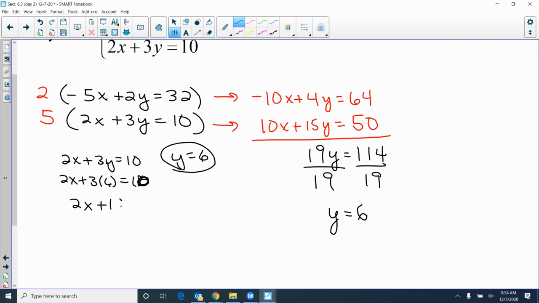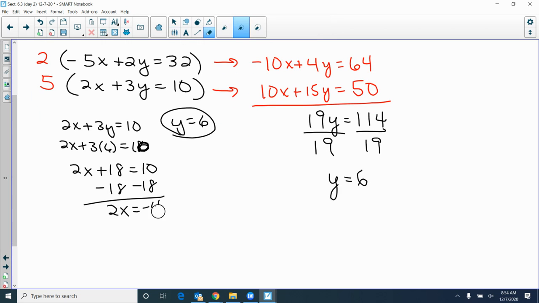2x plus 18 equals 10. Subtract 18. Looks like I get -4. No, -8. I'm all over the place here. -8 divided by 2. And Jordan, is that what you gave me? -4? Yeah.